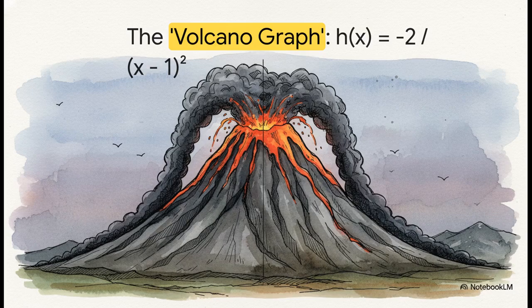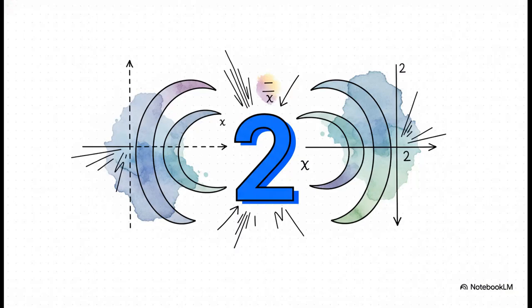Now this one, h of x equals -2 over the quantity x minus 1 squared. This one makes a really cool, really unique shape. People sometimes call it a volcano graph or a waterfall graph, and you're about to see why. So what's the big secret to this volcano shape? It's all about one little detail, that exponent. The fact that the denominator is squared, that little 2 is the key to everything.